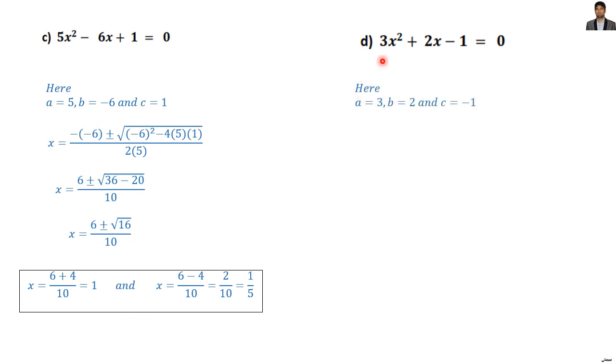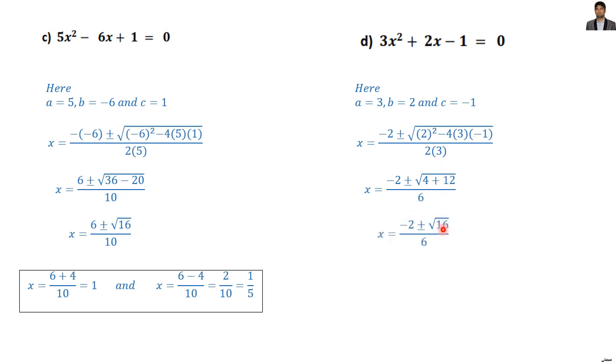Part D, 3x squared plus 2x minus 1. So a is the coefficient of x squared, which is 3, b is 2, and c equals minus 1. Put all these values in the formula. b is minus 2 plus minus root of 2 squared minus 4 into 3 into minus 1. a is 3 and c is minus 1. Again here a is 3. Simplify it. 2 squared is 4. 4 times 3, 12. 12 times minus 1, minus 12, minus minus, plus, plus 12.